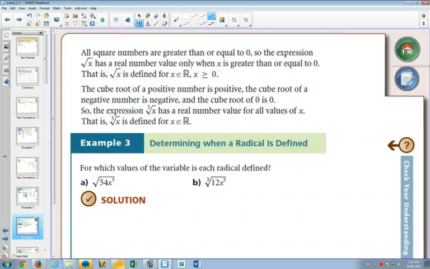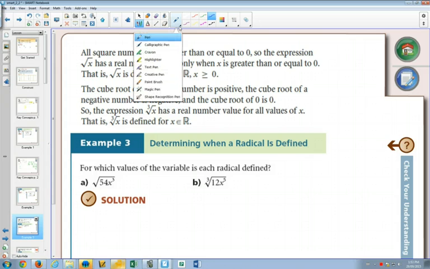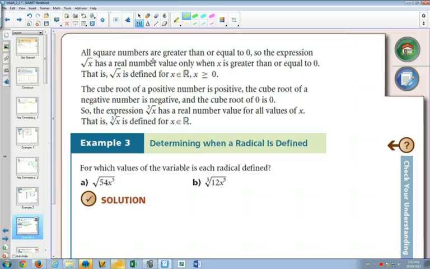Before we get to the example off to the side, we are going to have an important math definition, because both of these questions have this word in it: defined. So we need to make the definition for defined in math. Basically, when a question is asking where is it defined, it's asking when is it possible. Some things are not possible in math.